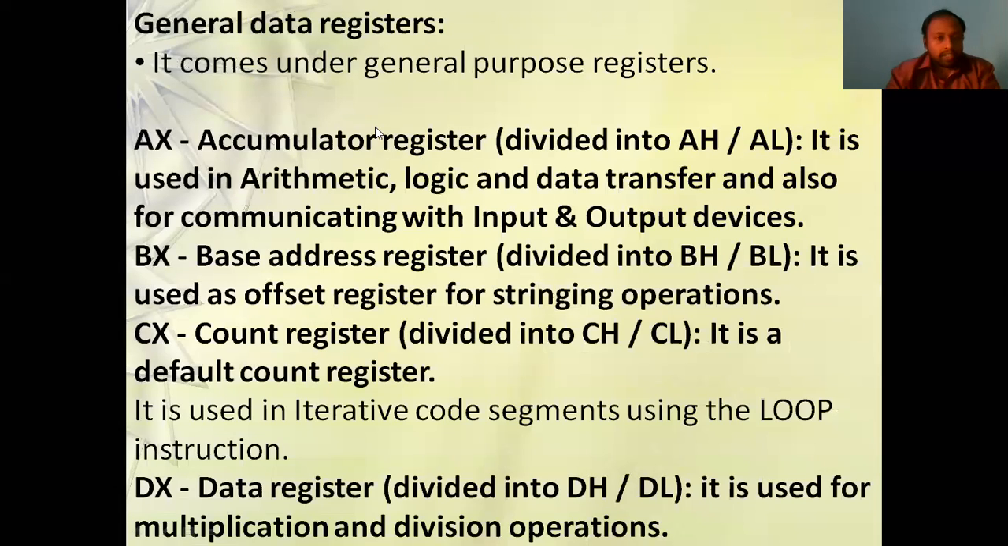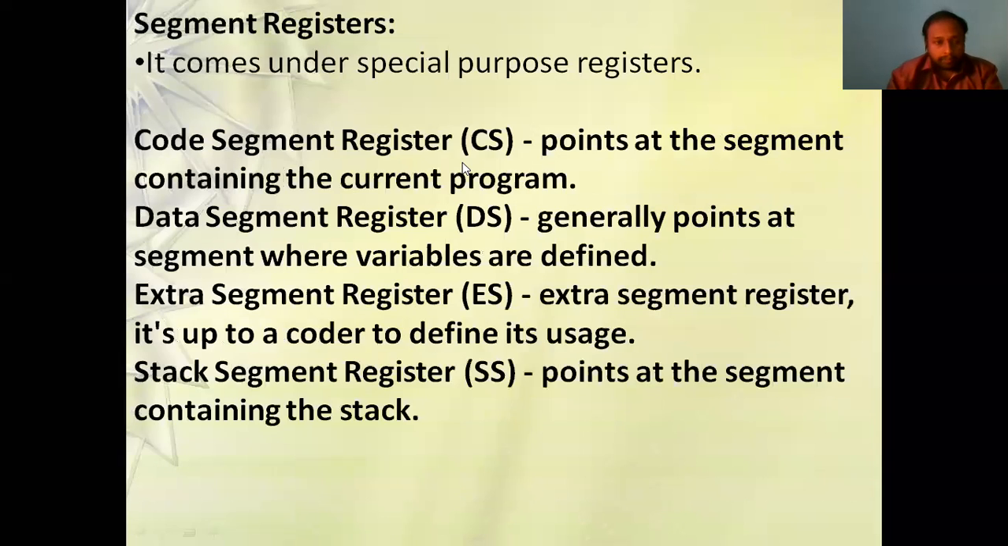Coming to the general registers, the general purpose data registers A, B, C, D are used to store data. Apart from this, AX can also be used as an accumulator, BX can be used as a base address register, and CX is used as a count register. DX is the data register, used when overflow occurs during multiplication and division.